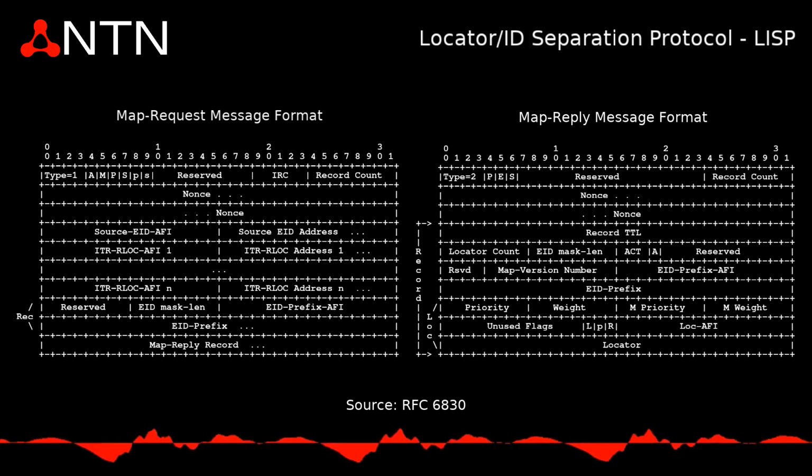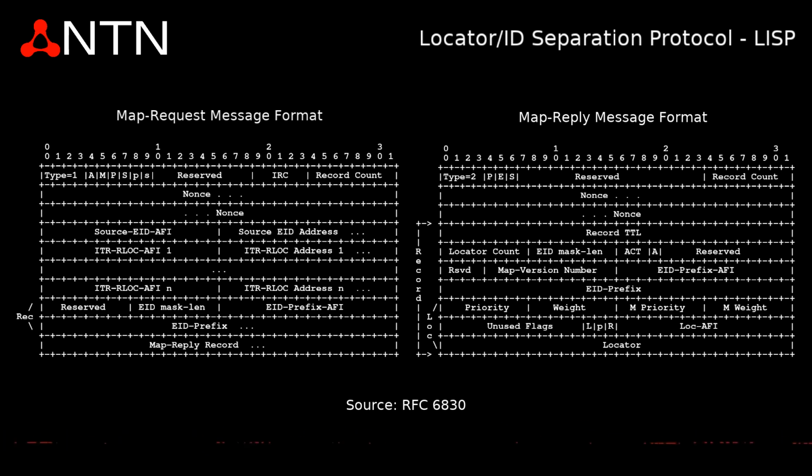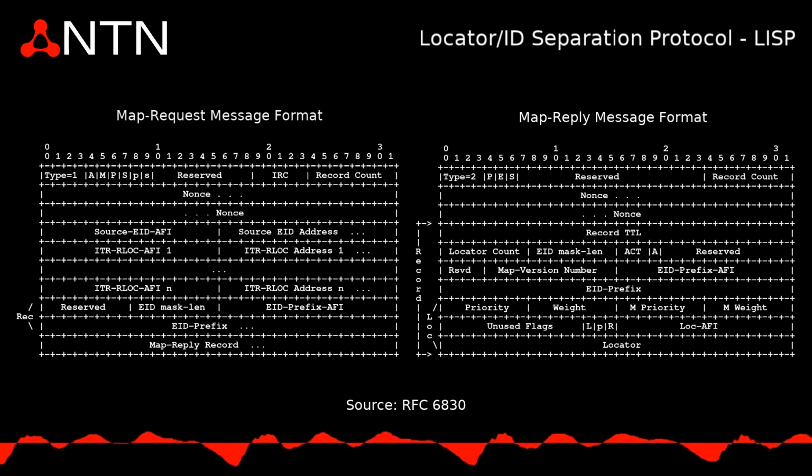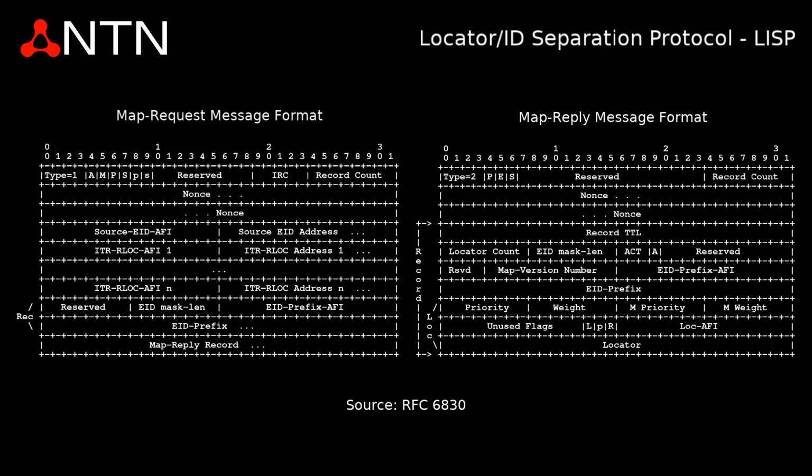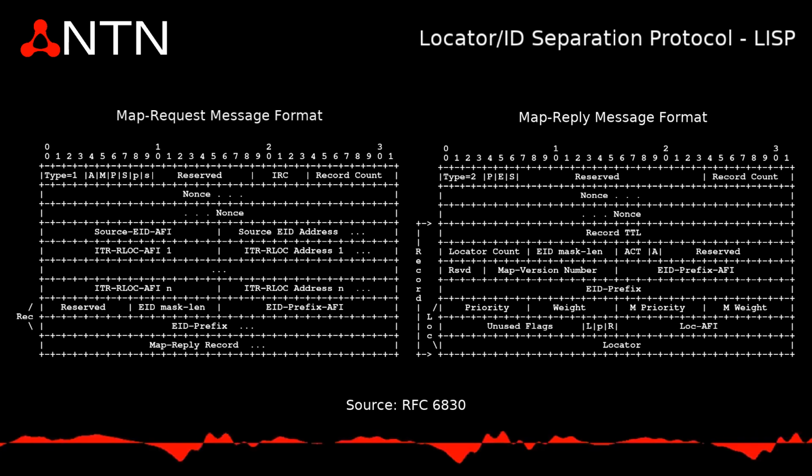Multiple records may be requested in a single datagram. Additional request fields are simply added one after the other in a single map request packet. Just like it sounds, the record count field contains the number of requests in the packet. Looking at the map reply message format, note that multiple records may be returned for a single map request.